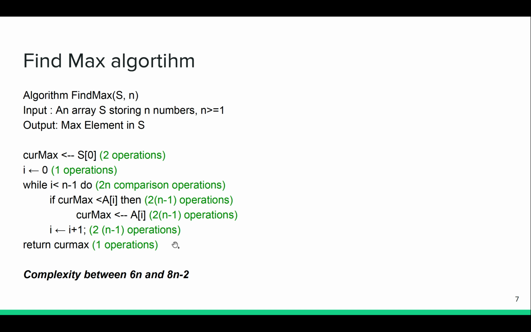But if you observe in the slide, I have given that the complexity is between 6n and 8n minus 2. The reason is, when we are checking the if condition, this if condition need not necessarily be true always. If this condition fails, that indicates that the Karmax assignment with a of i will not be executed. If this statement is not getting executed, then the total number of operations will be only 6n. So that is the reason we have given that the complexity will be between 6n and 8n minus 2.